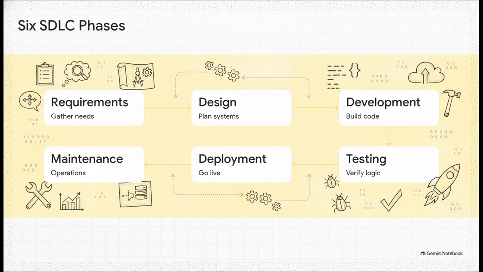Let's break down the 6 distinct chronological phases of the SDLC where these integration activities absolutely have to happen. We've got requirements gathering, design, development, testing, deployment, and finally, maintenance and operations. Let's walk through exactly what integration looks like in each one.